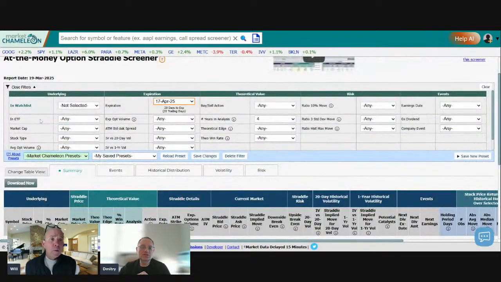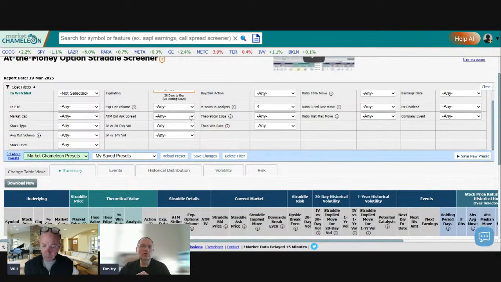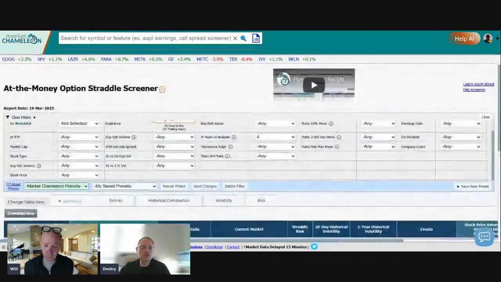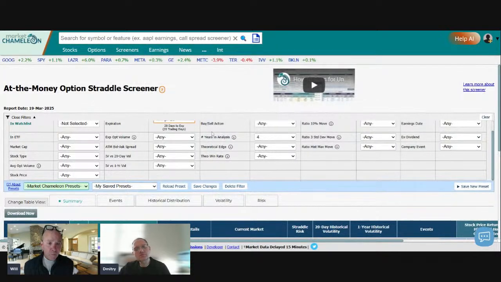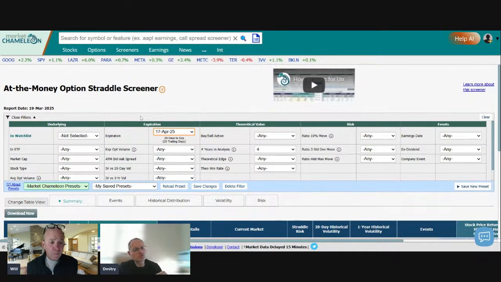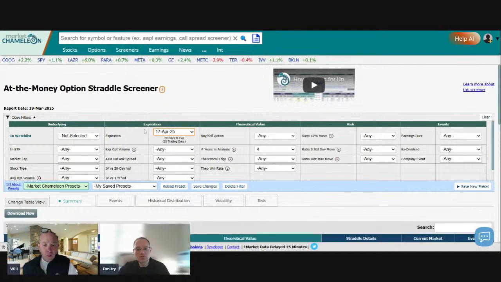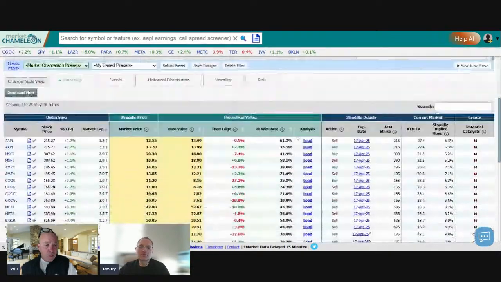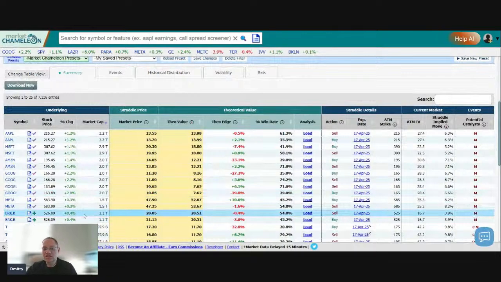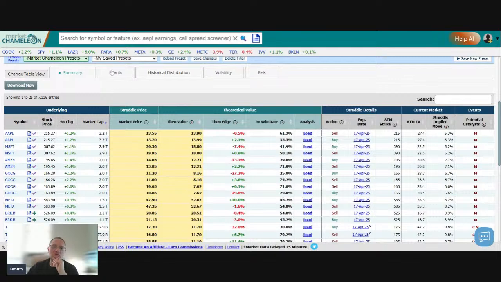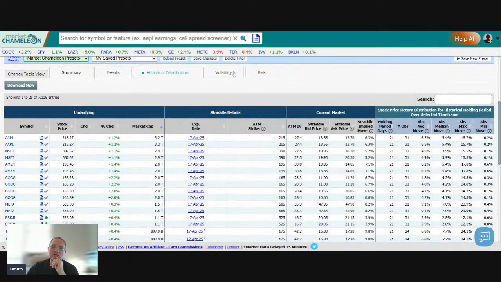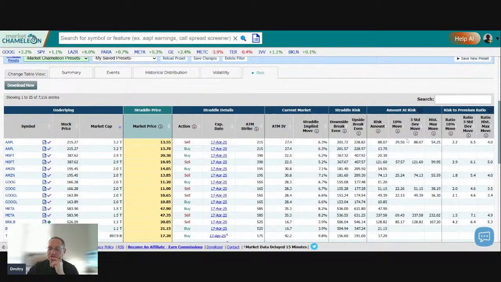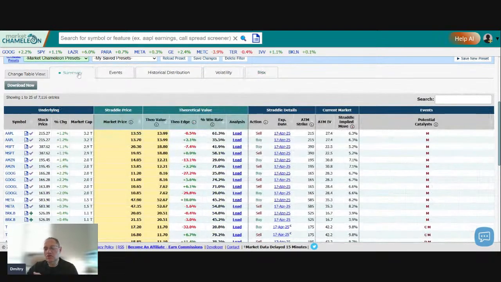Up top, you'll see you have a bunch of different filters to choose from. And then, one sec, the load is slow here. Okay. And then at the bottom, you'll have this table with data and analytics. And you do have tabs here that show you different types of analytics that are relevant to this option straddle.